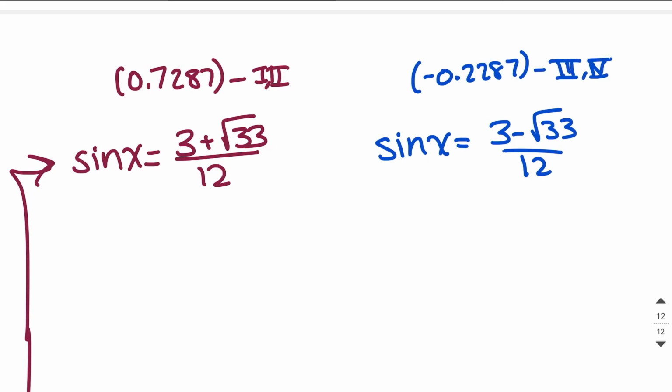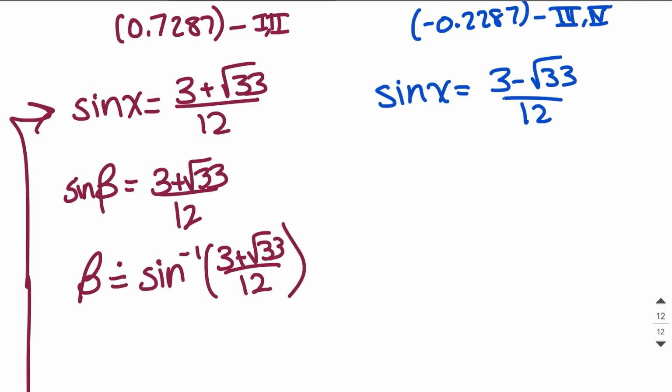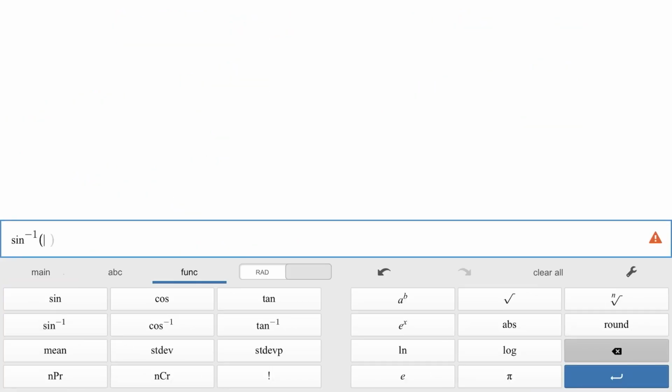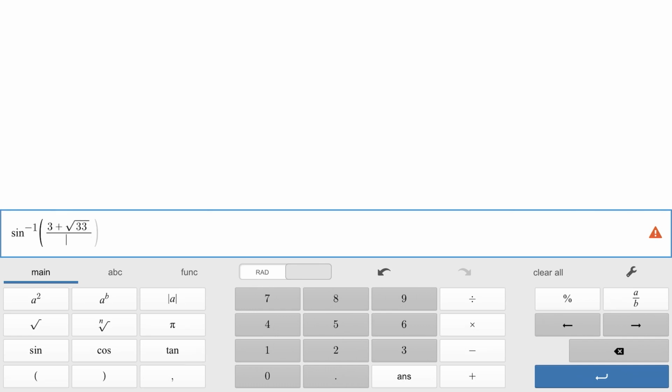Okay, so we need to find a related acute angle right here. So for this right here, I would say sine of beta is equal to, and I don't want to use the decimal approximation. I want to use this exact answer, so that way the less rounding I do, the more accurate I have as my answer. So that means beta would be the inverse sine of 3 plus root 33 all over 12. I can type that into my calculator. So I would go to function, I would do the inverse sine of, and then I would open up my fraction, and I would write 3 plus the square root of 33 all over 12 right here, and I would get 0.8164, so on and so forth.